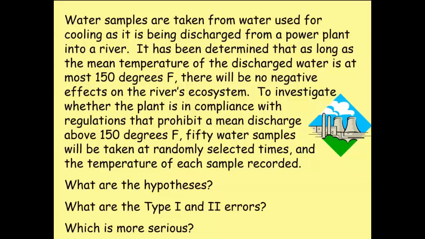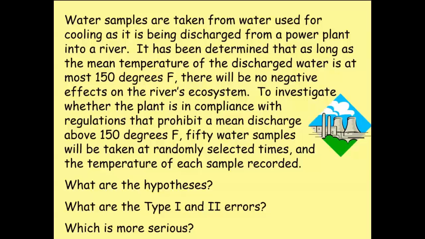Okay, water samples are taken from water used for cooling as it's being discharged from a power plant into a river. It's been determined that as long as the mean temperature of the discharged water is at most 150 degrees Fahrenheit, there'll be no negative consequences on the river's ecosystem. To investigate whether the plant is in compliance with regulations that prohibit a mean discharge above 150, 50 water samples are taken at randomly selected times, and the temperature of each sample is recorded.